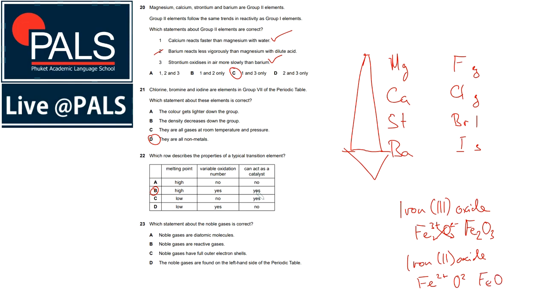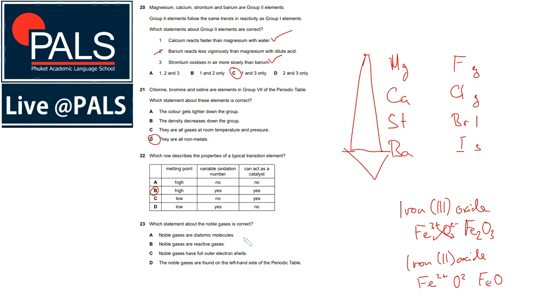Can act as a catalyst? Yes, that must be correct, and that is correct. These are the typical properties of transition metals. And the other property which is left out here that you need to know about transition metals is that they form colored compounds. Which statement about the noble gases is correct?